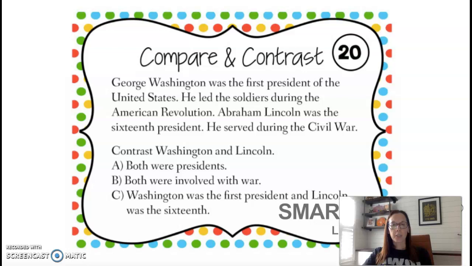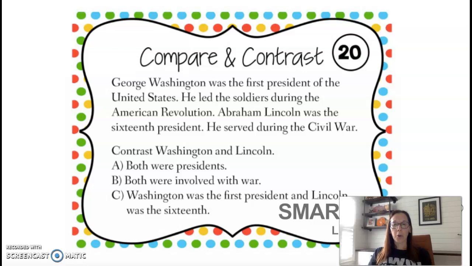George Washington was the first president of the United States. He led the soldiers during the American Revolution. Abraham Lincoln was the 16th president. He served during the Civil War. So at the very bottom, where our question is, it says that we need to contrast Washington and Lincoln. That means that we're looking for differences.